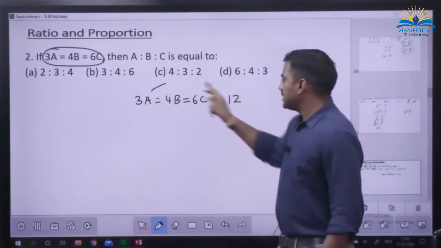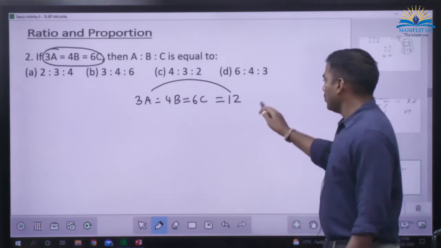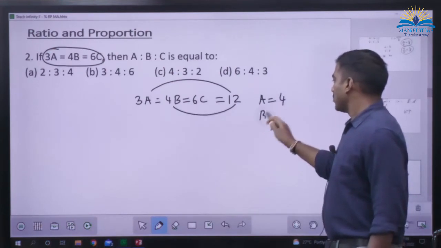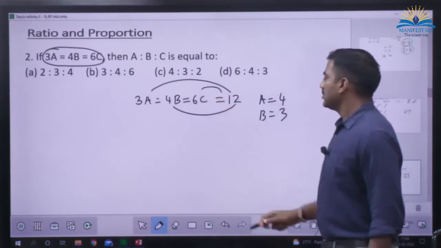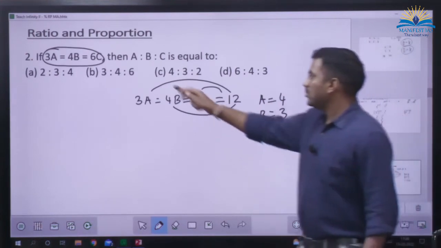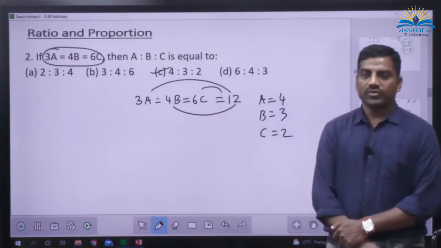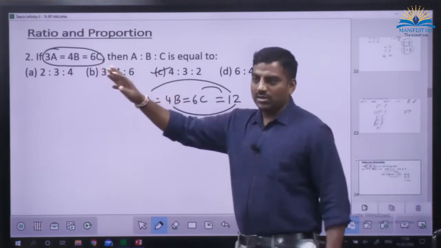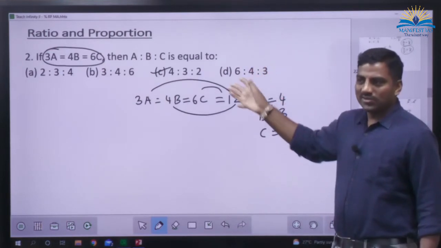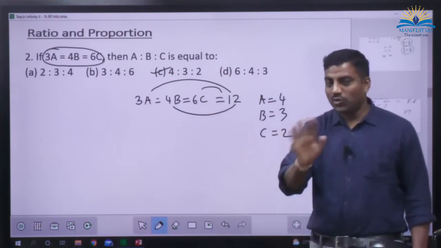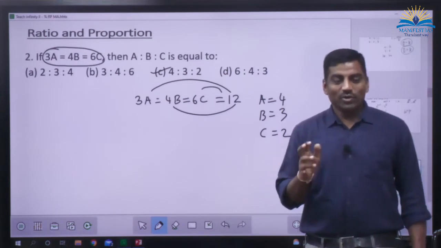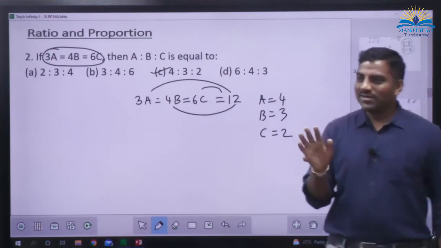Now, take this. A is equal to, take this, take this. A is to B is to C is equal to. So when I told these two are gone, obviously the answer is that. But don't go by that. Solve. Otherwise you would ask me only the Jugaad method for every question.